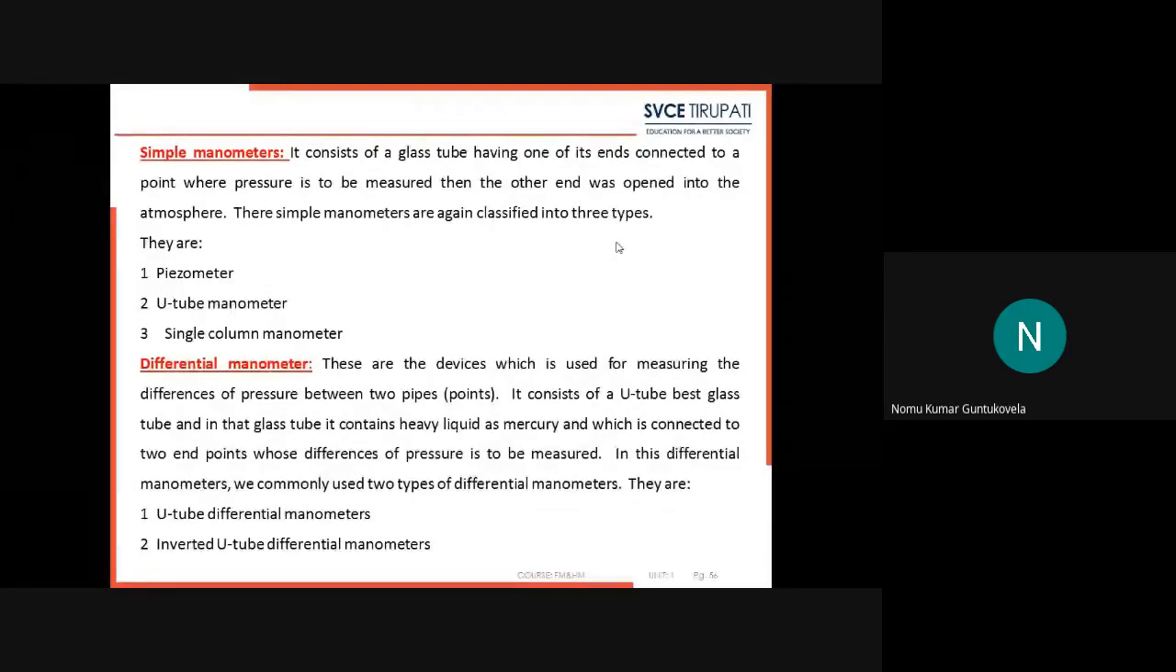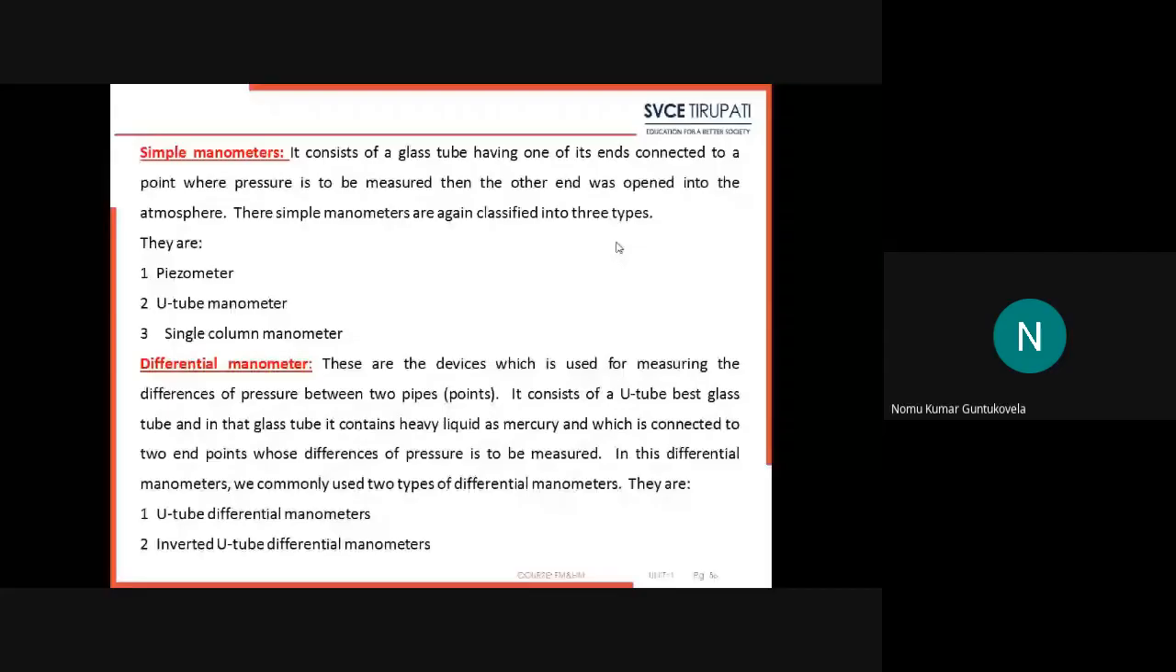The regular formula for the pressure we need to find is rho into g into h. So I'll come to the simple manometer, where we are finding the pressure only.